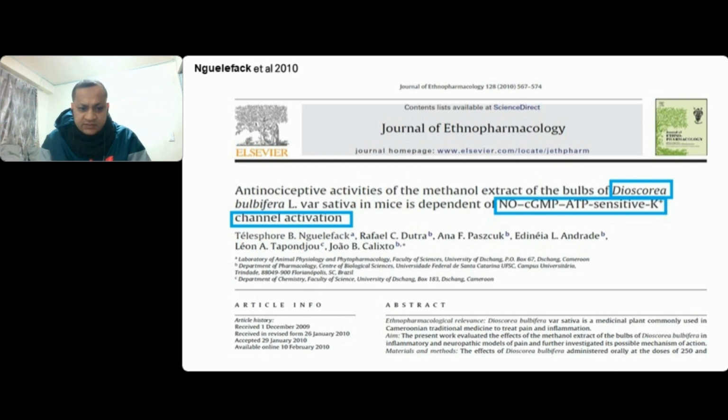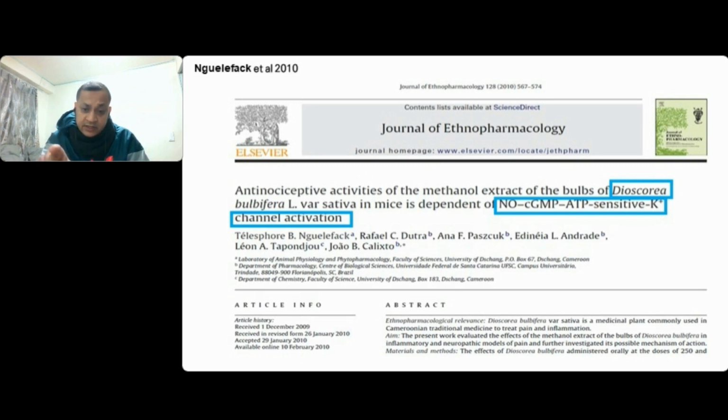In potassium, they said that Diosgenin showed anti-nociceptive activity of the methanol extract of this plant, through regulating ATP-sensitive potassium channel activation. The potassium channel is one of the cation channels which is also responsible for pain regulation.